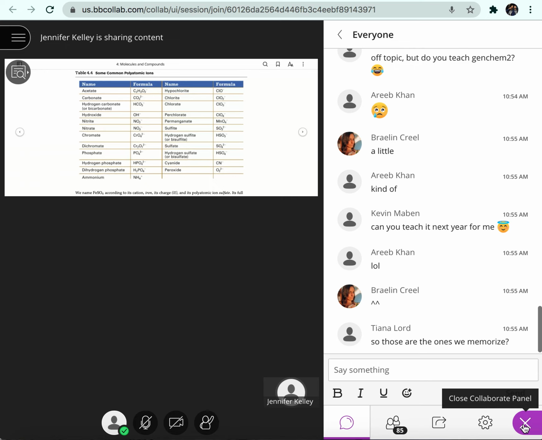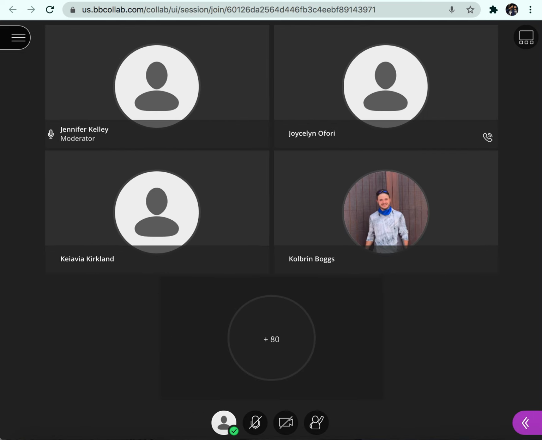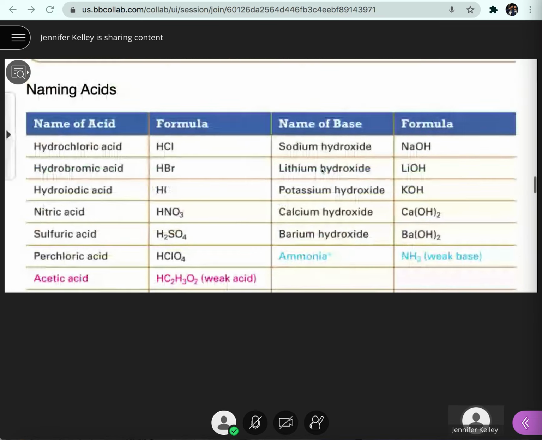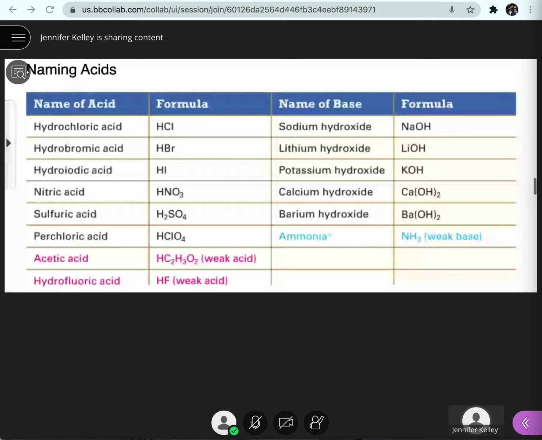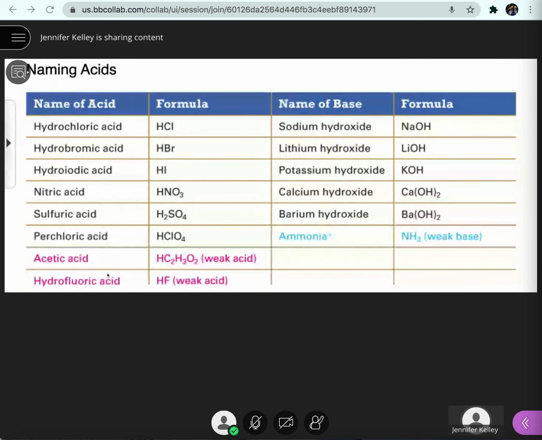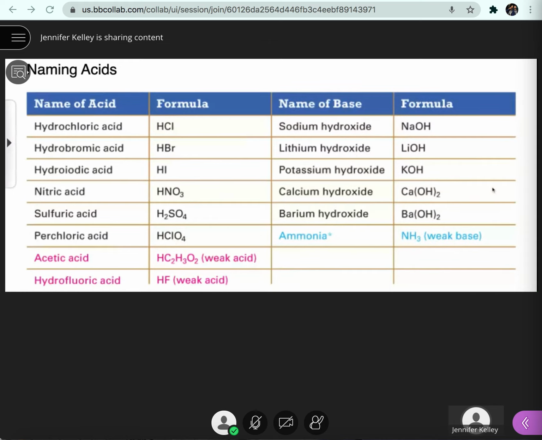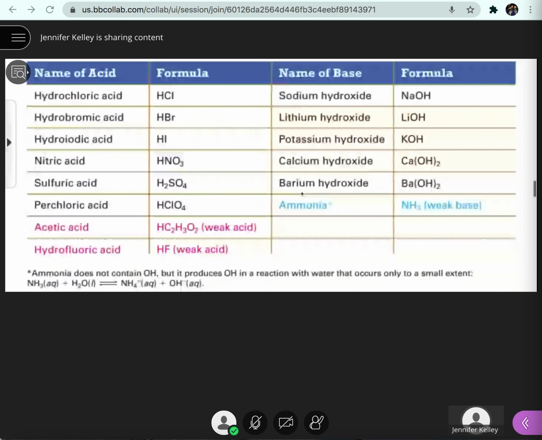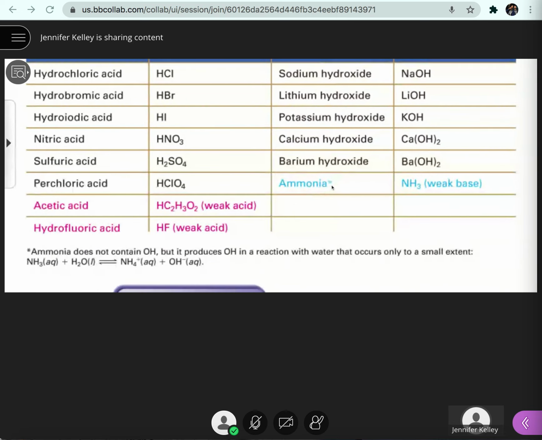So let's see. I'm going to stop sharing this and go back to show you what I've got on D2L for you. All right. So after that, I've got naming acids. So it gives you basically some examples of some acids that are named on the left. And then it also shows you how to name a base, which naming bases are really easy. Pretty much all of the bases that you're going to run across have hydroxide in them. So it's just the name of the metal, then hydroxide. The only one that I really know of that I can think of off the top of my head that doesn't have a metal in it is ammonia.